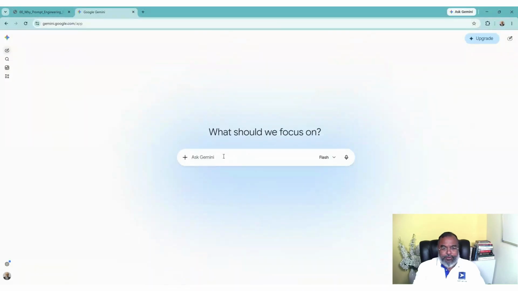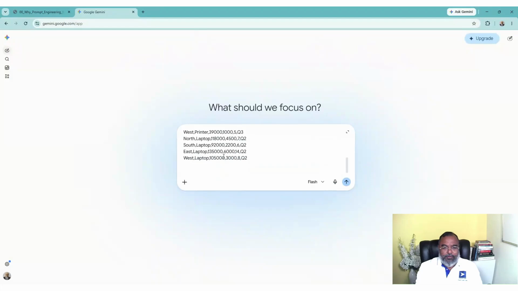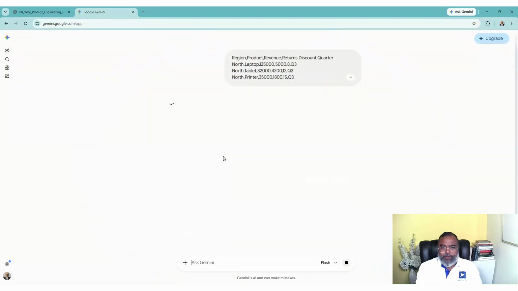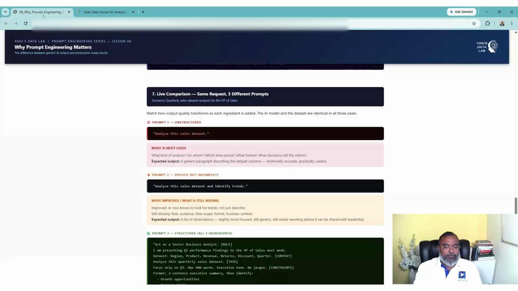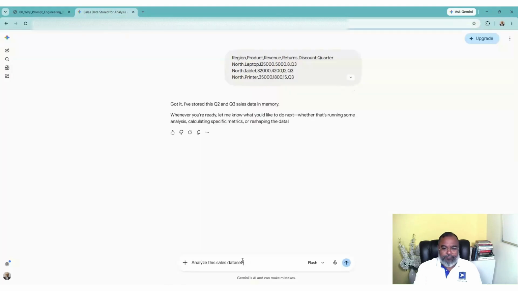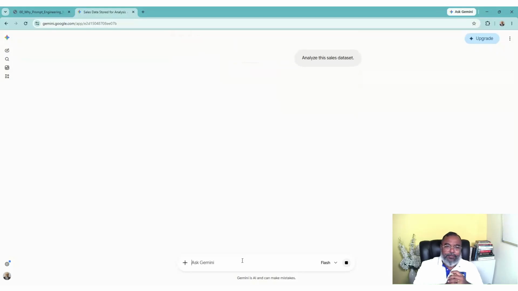So let's go ahead and put it here. This is the data. Save the data as sales data in memory, and we will go ahead with further prompts. So let's see what it does. Got it. So it has stored Q2 and Q3 sales data in memory. Now let's go ahead and try copying this. I give a very generic prompt like, analyze the sales data set. Let's see what the result is.